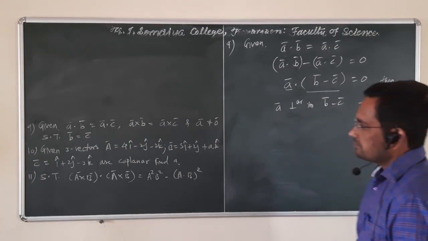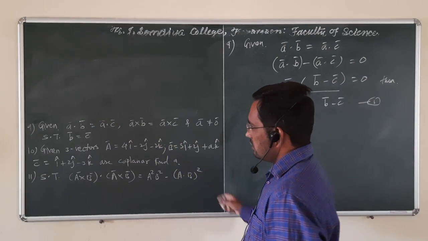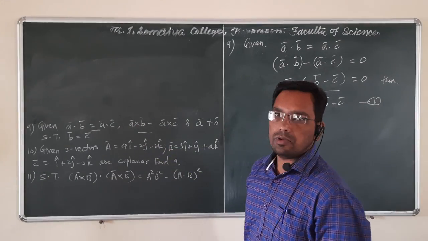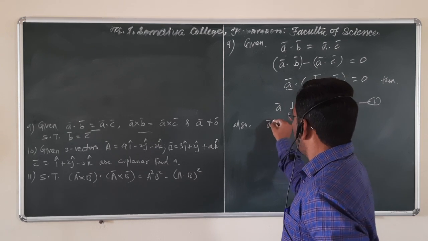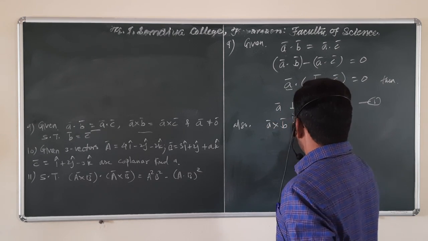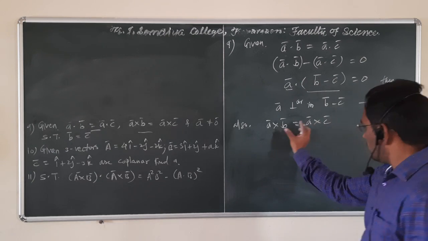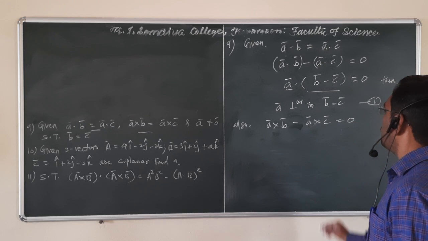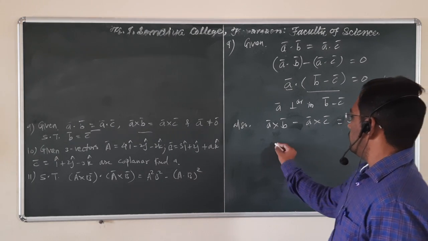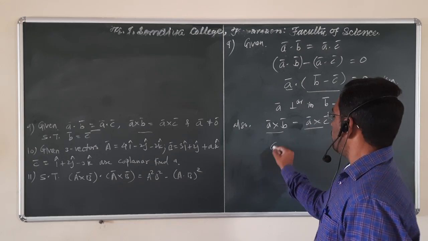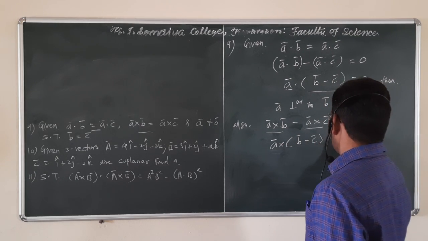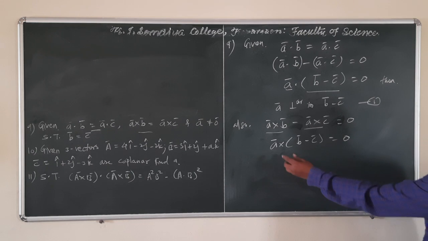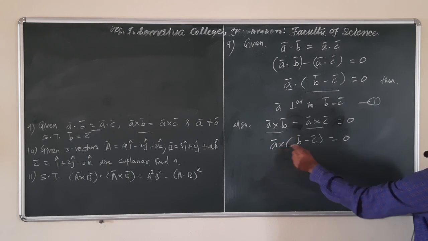Also, we are given A cross B is equal to A cross C. These two terms are given in the problem. If you take this term on the left hand side, A cross B minus A cross C is equal to 0. Here again, if you take vector A common in the bracket, that becomes vector A cross B minus C is equal to 0.